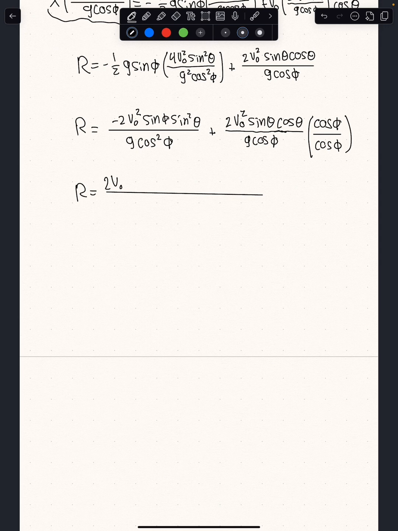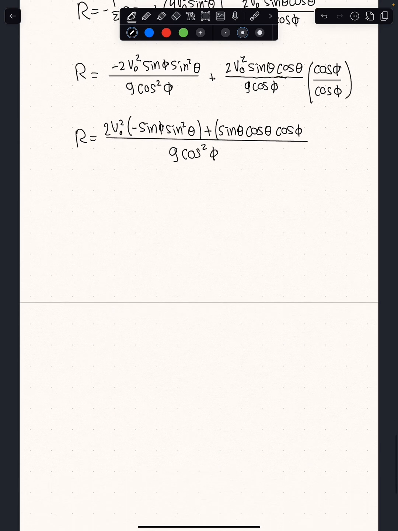2 v naught squared times negative sine phi sine squared theta plus sine theta cosine theta cosine phi, and you make this bigger, and all that over the common denominator g cosine squared phi. Okay, what we have in the numerator is quite big, and we can simplify it using trig identities.